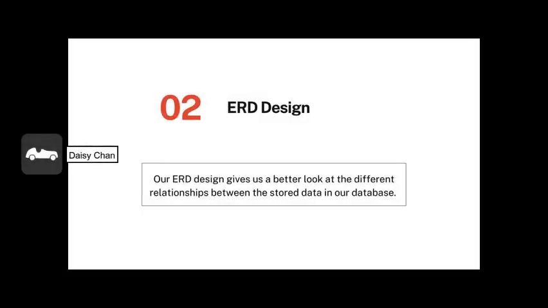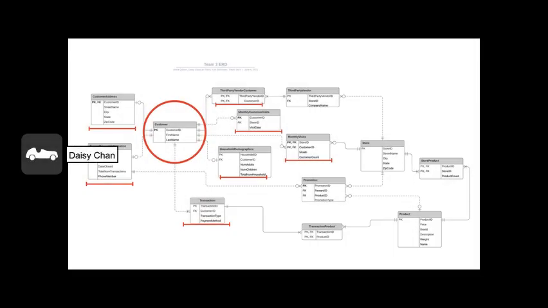Our ERD design gives us a better look at the different relationships between the stored data in our database. I will start with our parent entity customer. This table stores basic information such as first and last name along with the unique customer ID. All child entities connected to customer have a one and only one relationship, and most of them also have a non-identifying relationship to customer because they are not dependent on the parent entity and can exist without it. And this is depicted through the dotted lines.